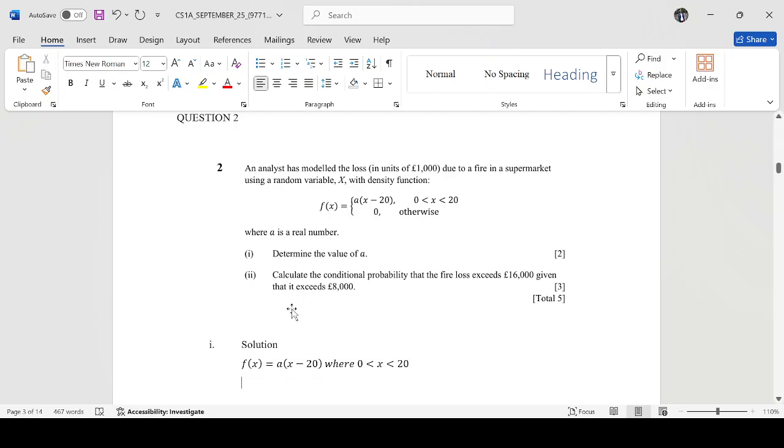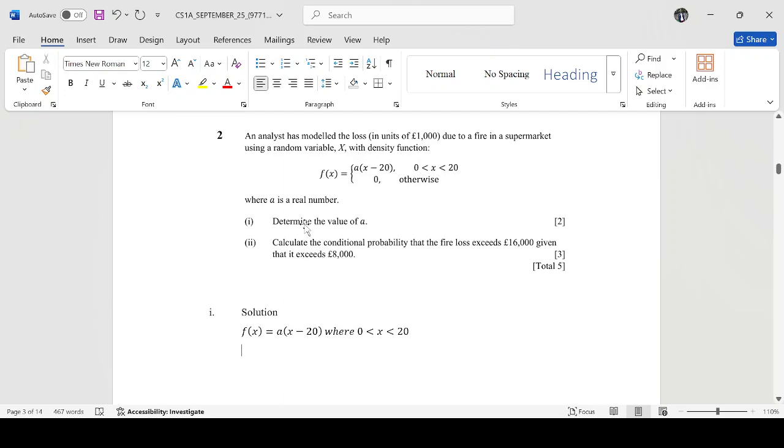Then you've been told to determine the value of a. Remember that for any probability density function, when you integrate the whole PDF under the curve, it is always equal to 1. So we equate it to 1 and then we solve for the value of a.